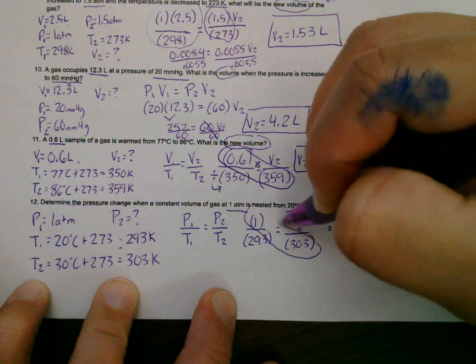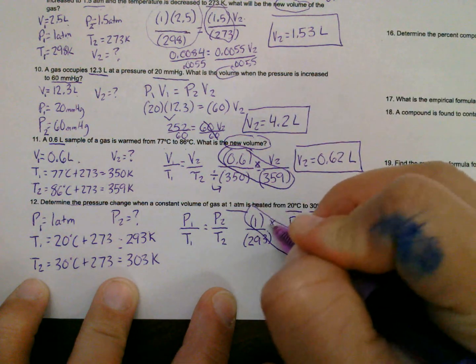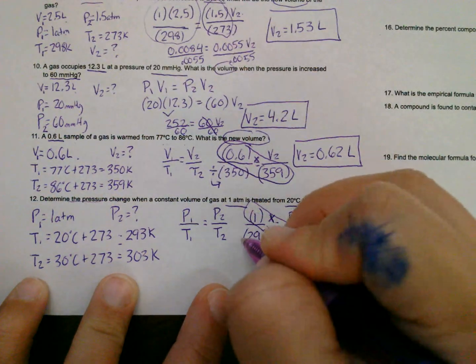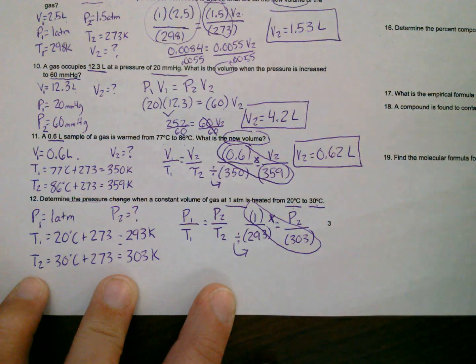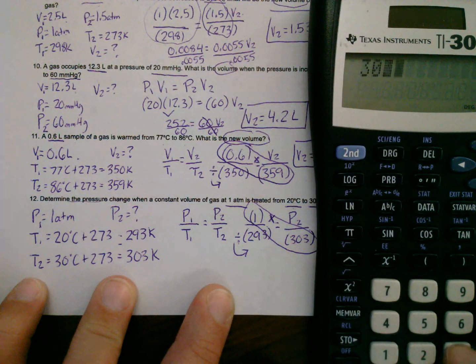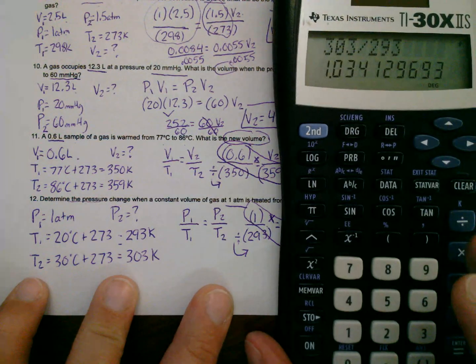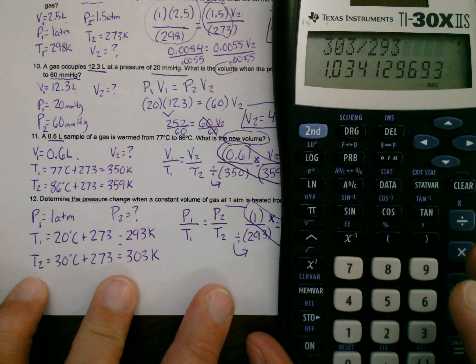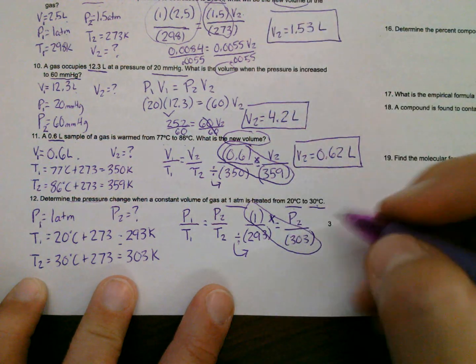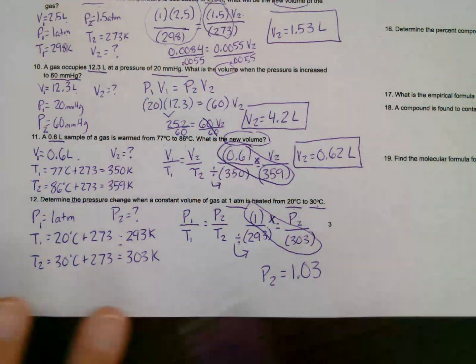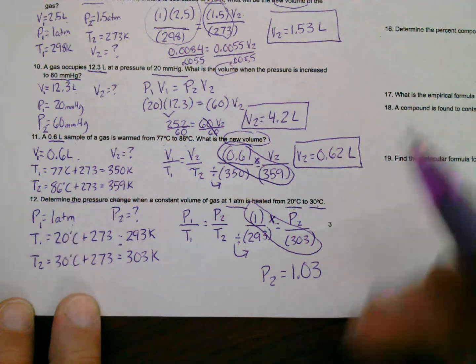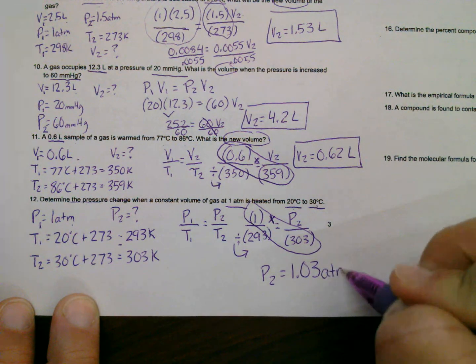Remember, we're going to multiply across. We have 1 times 303, but 1 times any number is the same number. So then we're really just going to divide 303 by 293. 303 divided by 293. That gives us about 1.034129. So I'm going to round that to 1.03. So that means my P2 equals 1.03. My first pressure was in atmosphere, so I'm going to do my second pressure in ATM.